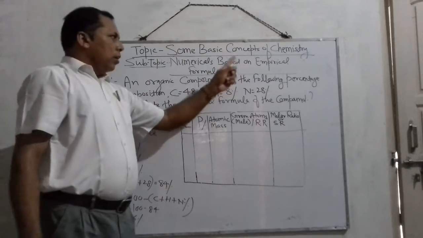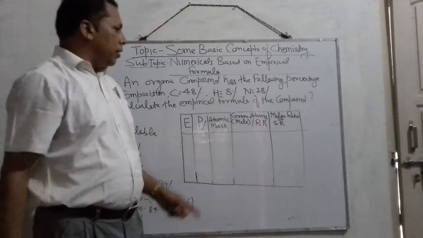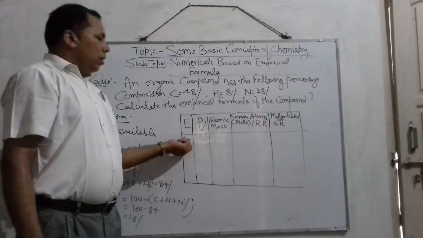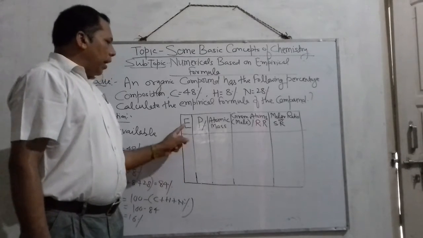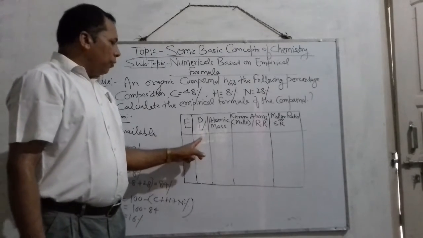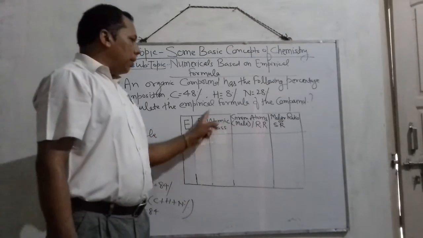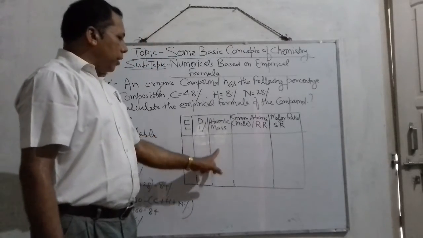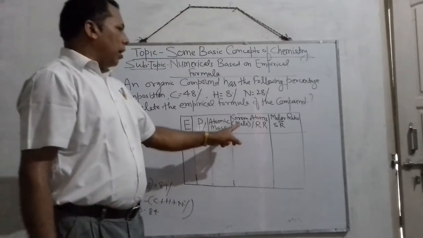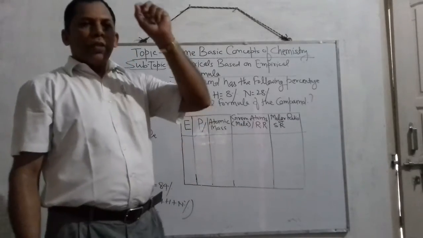So in the determination of empirical formula of compounds, you know that a table is constructed, in which in the first column we write the element symbol. In the second column, the percentage column, we write the percentage of each element. And in the third column, the column of atomic mass, we write the atomic mass of each element.